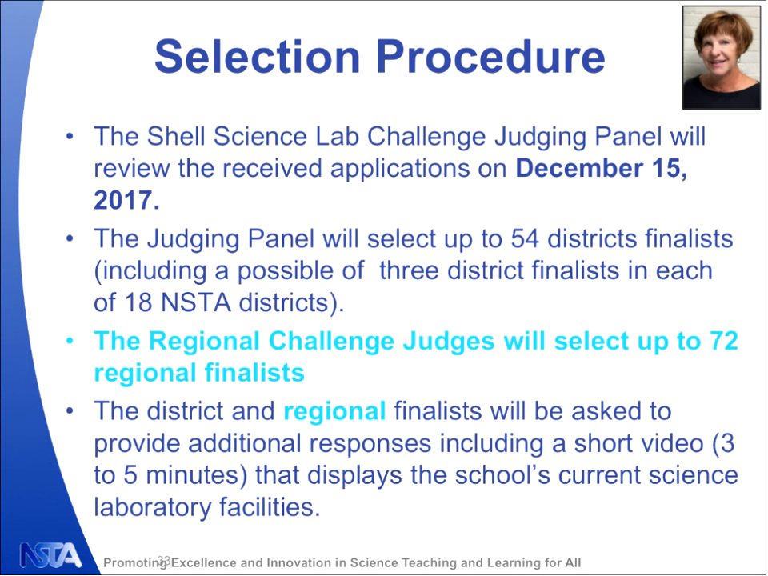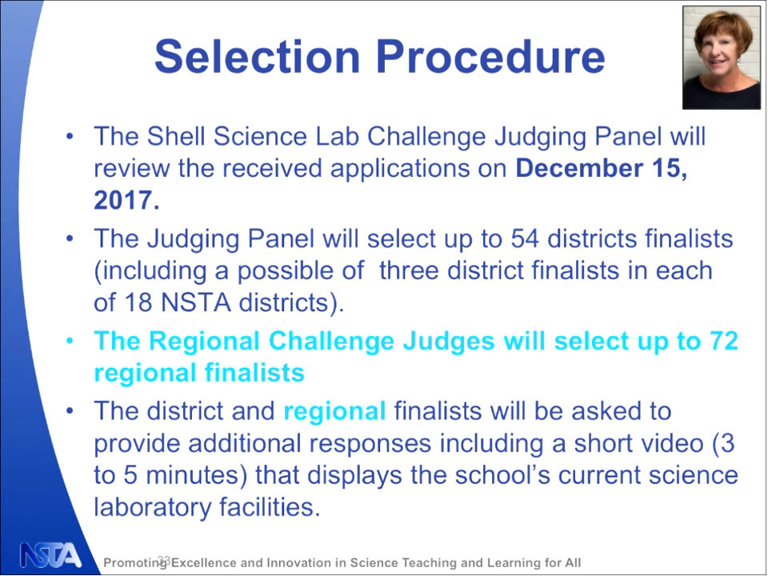The Shell Science Lab Challenge judging panel will review the received applications on December 15, 2017. The applications are due that day. They will be reviewing them probably the beginning of January. The judging panel will then select up to 54 district finalists, including a possible of 3 district finalists in each of the 18 NSTA districts. So, from each of the 18 districts, it is possible to have 3 district finalists. The regional challenge judges will select up to 72 regional finalists.